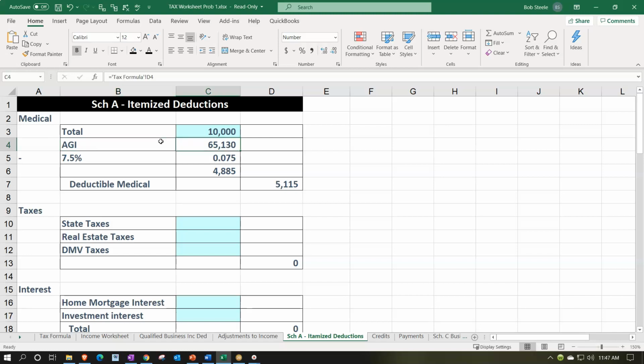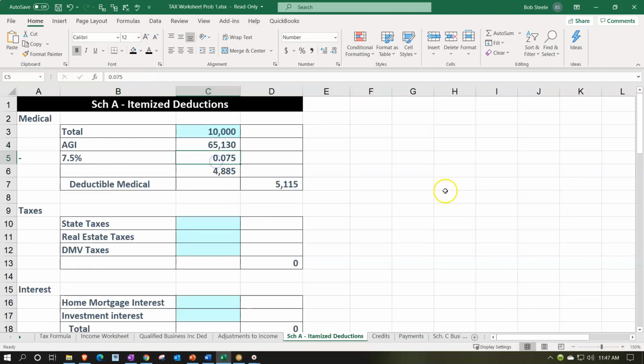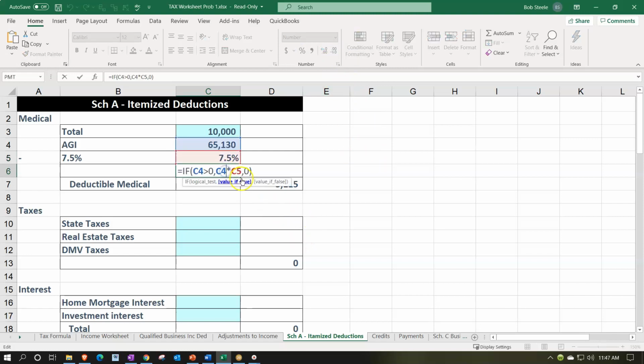So what's happening here, the 65,130 is coming from the tax formula, the adjusted gross income. You can see here the tax formula over here, that's coming from the 65,130 right there, and then we're taking 7.5% of it, or 0.075. You can make that a percent if you'd rather see it in a percent format. 7.5%, we'll keep it there. Then you can multiply those out, and so here we have our multiplication of that.